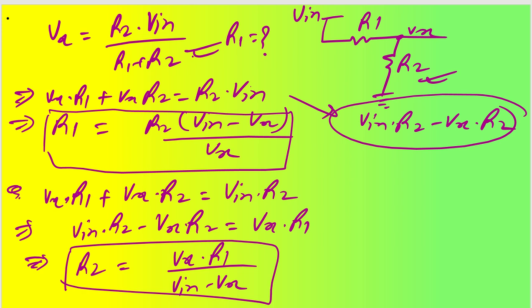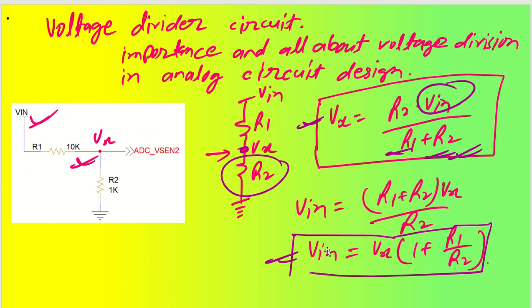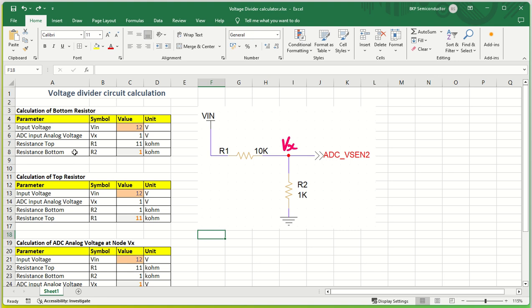So we have all four formulas: the R1 formula, the R2 formula, the Vx formula, and the V in formula. Now I will give you a calculation of what the voltage will be at this particular Vx node. Let me open an Excel sheet that I have prepared for you. Let us say we have input voltage V in of 12 volt, and Vx has to be 1 volt. If we put R1 equal to 11 kilo ohm, then R2 is calculated to be 1 kilo ohm.